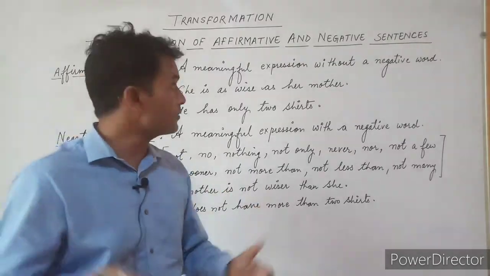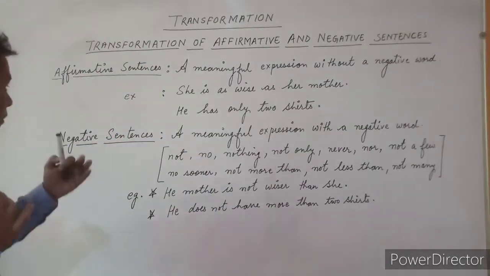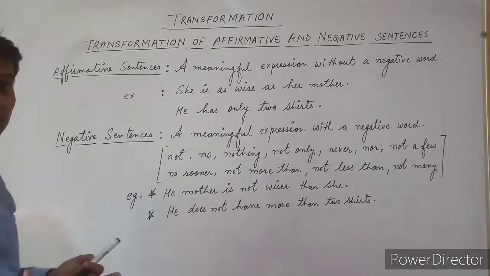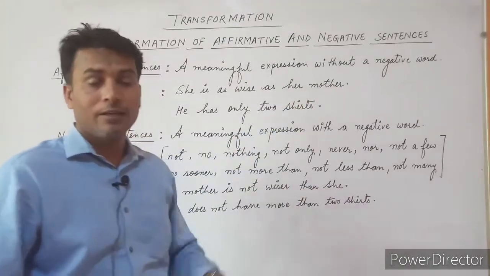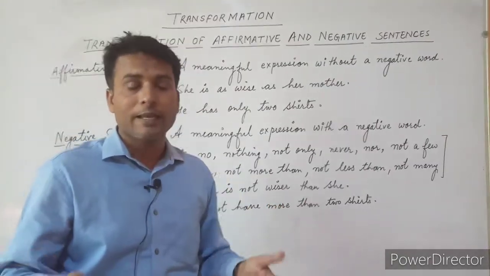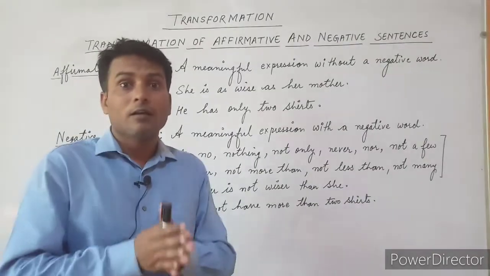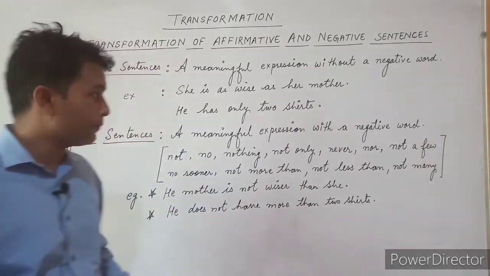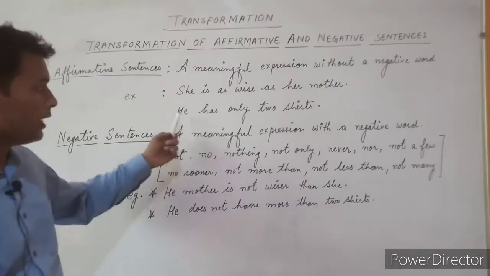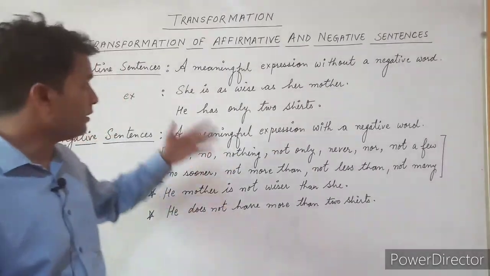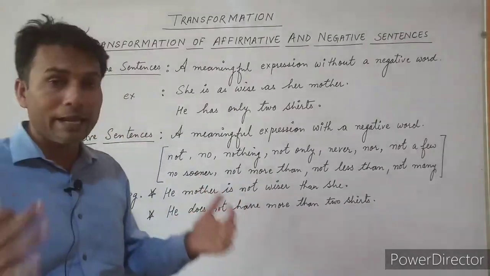Before learning how to transform affirmative into negative sentences, we should know what affirmative and negative sentences are. A meaningful expression without a negative word is called an affirmative sentence. Affirmative sentences are the sentences which make a positive statement. For example, she is as wise as her mother, and he has only 2 shirts. So these are affirmative sentences, a meaningful expression without a negative word.